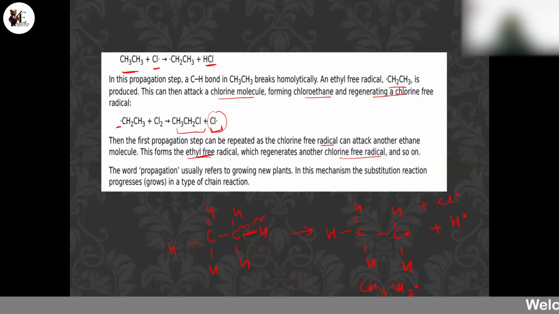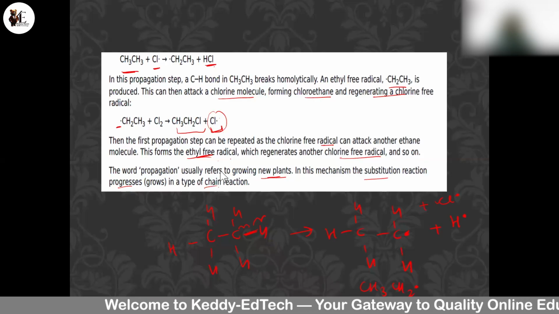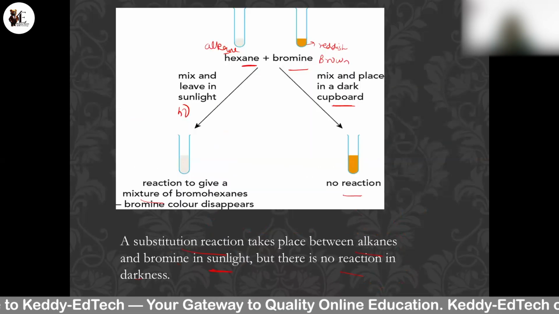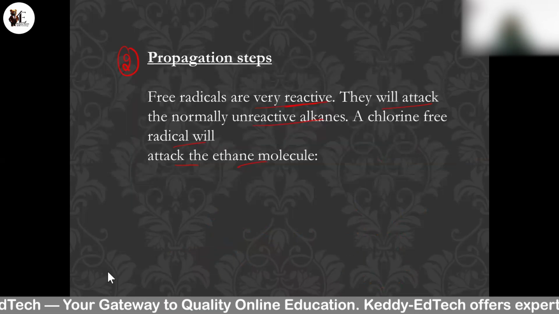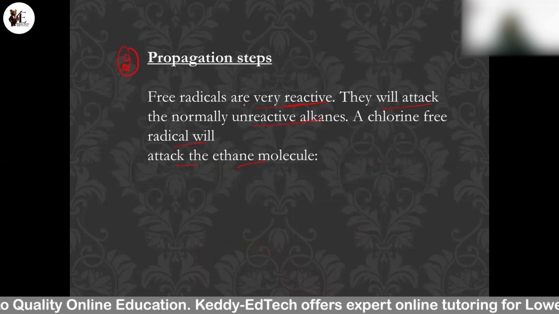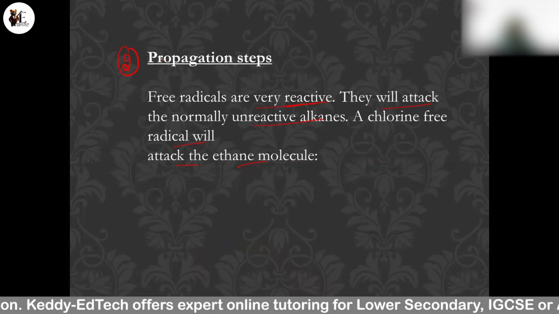Propagation usually refers to growing new plants in biology. In this mechanism, the substitution reaction progresses and grows in a type of chain reaction. So this is known as your propagation step. Okay, so write it down. If there's confusion in any line, you may ask. Write it down by understanding each and every line.